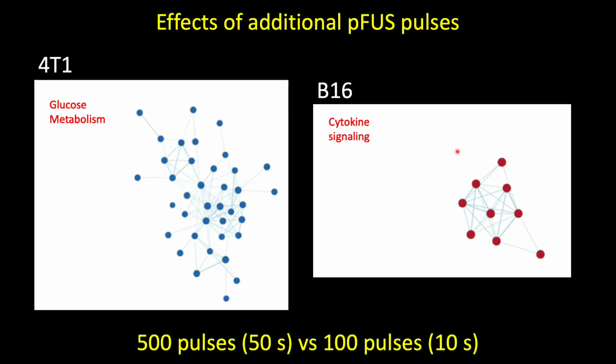And if we compare how these change as a function of pulse number, so for example, this is 500 pulses versus 100 pulses, we see in the 4T1 there are a couple of dozen things about glucose metabolism that are further downregulated by giving the additional pulses. However, it's a little different on the B16. These are a few nodes that had to do with cytokine signaling, but largely the immune function was not further upregulated by giving the additional pulses.